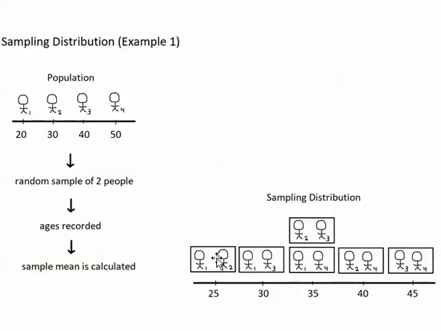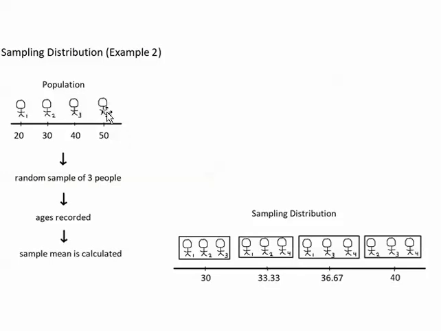The 6 sample means shown in this diagram are the sampling distribution in this situation. In this situation, the sampling distribution is 25, 30, 35, 35, 40, and 45. The sampling distribution is just those 6 numbers. It's those 6 sample means. The sampling distribution covers the range of possible numbers that the sample mean could come out to. In this situation, the sample mean has to come out to a number between 25 and 45.